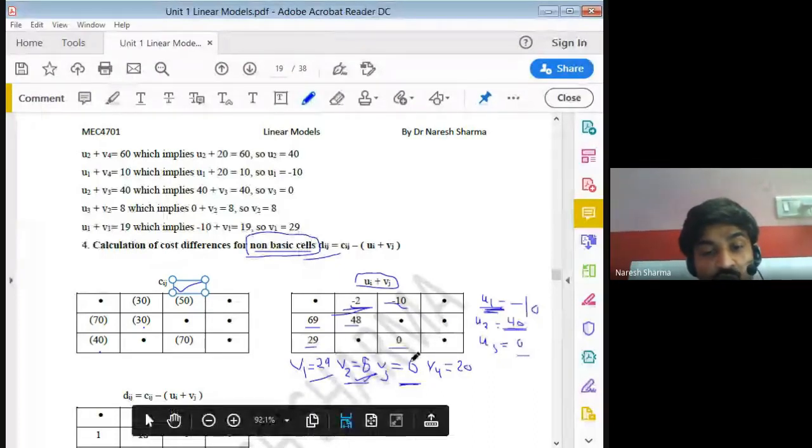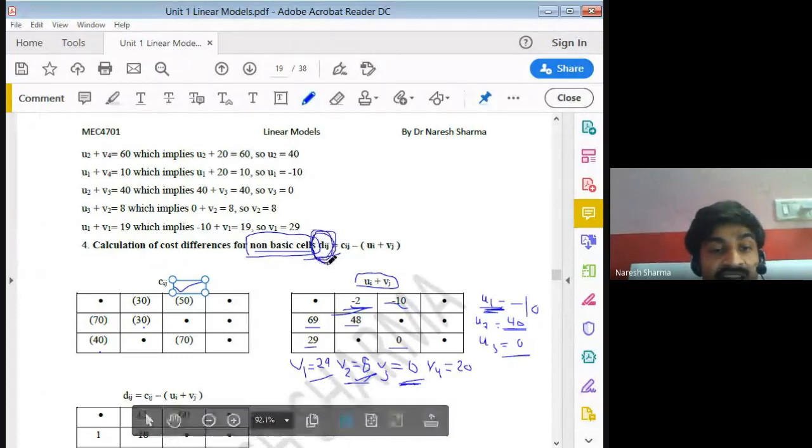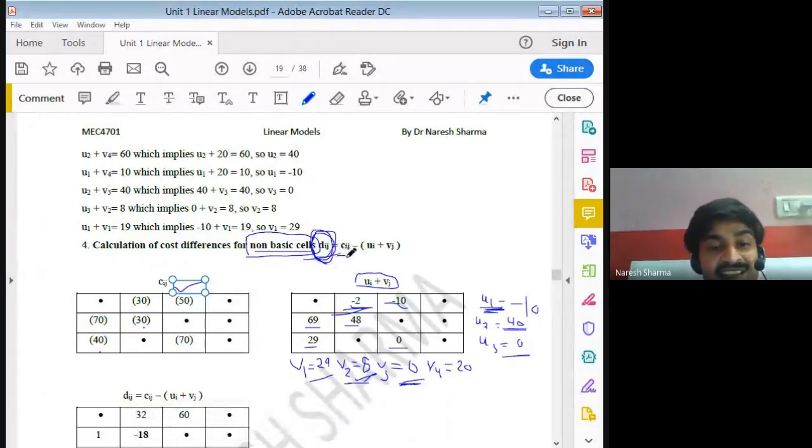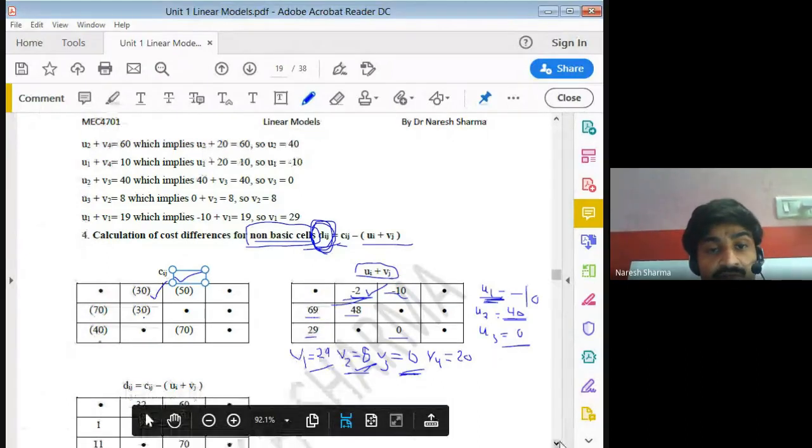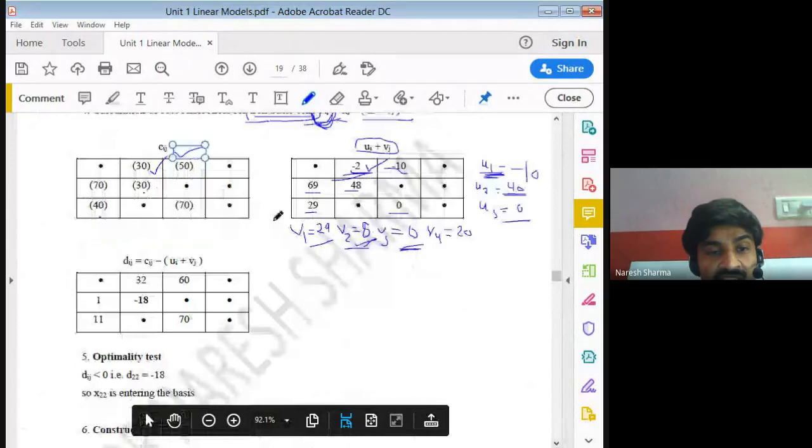0 plus 0. So after this allocation you need to calculate dij. For the dij you just subtract the corresponding c and u plus v. So 30 minus 2, that is 32. Similarly next is your 50 minus 10 plus 10, that is your 60.